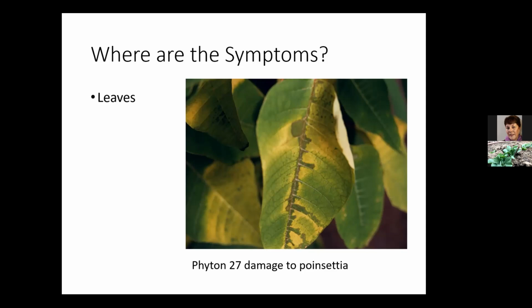And apparently this particular cultivar was very sensitive to that treatment, and so it started turning yellow. So again, it caused what we call phytotoxicity issues with the plant itself.